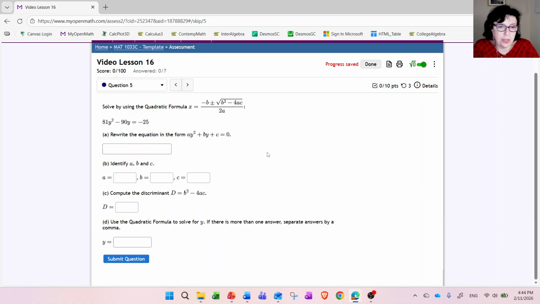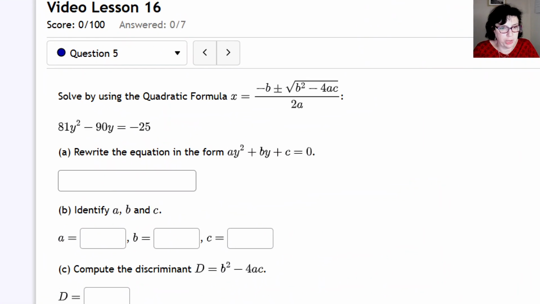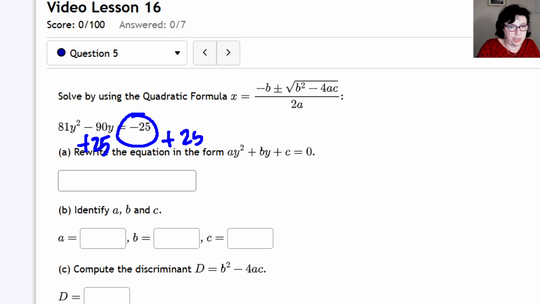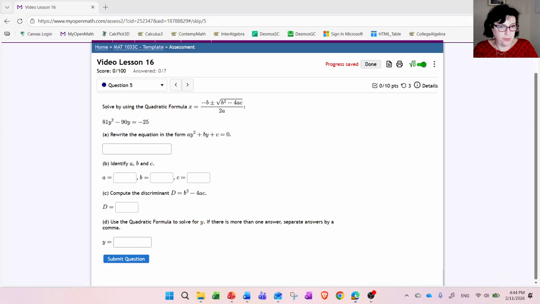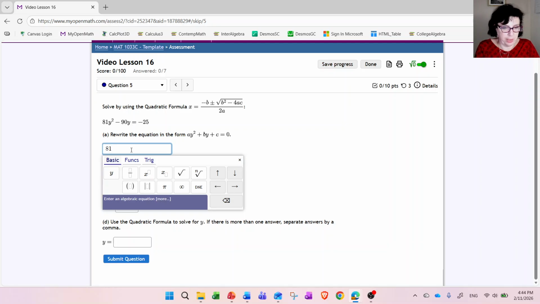Standard form means that on the other side, on the right-hand side, you must have a 0, but you can see that you have a negative 25. So that's not good, right? And what you need to do is just add 25 to both sides, and that's going to cancel the negative 25 and the positive 25 and give you 0. Let me rewrite that here.